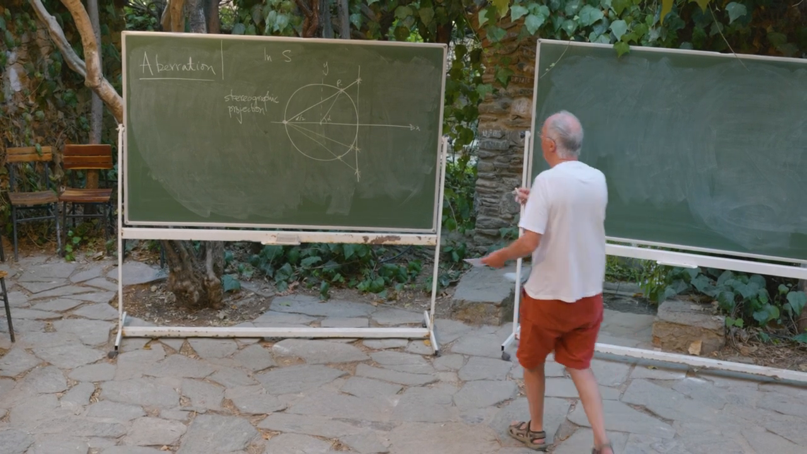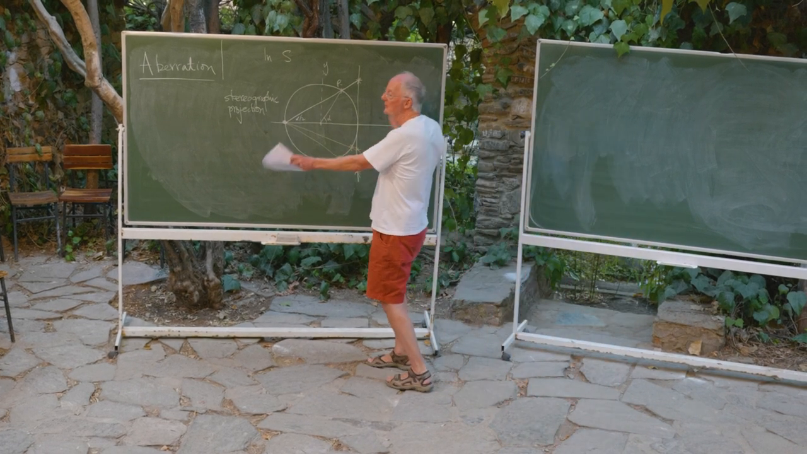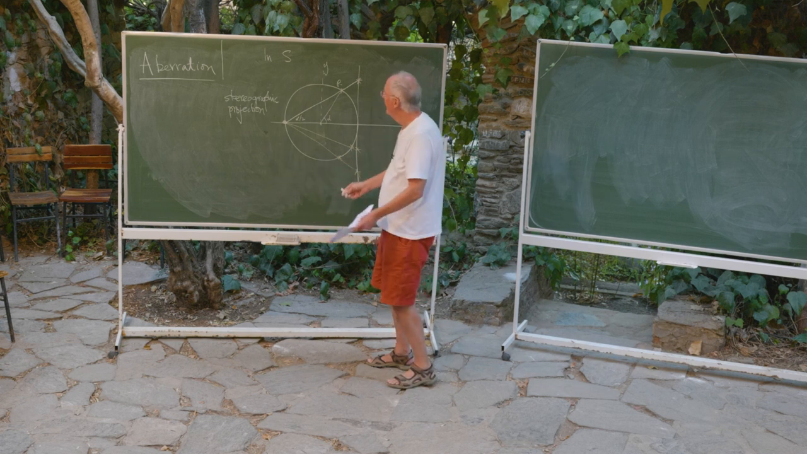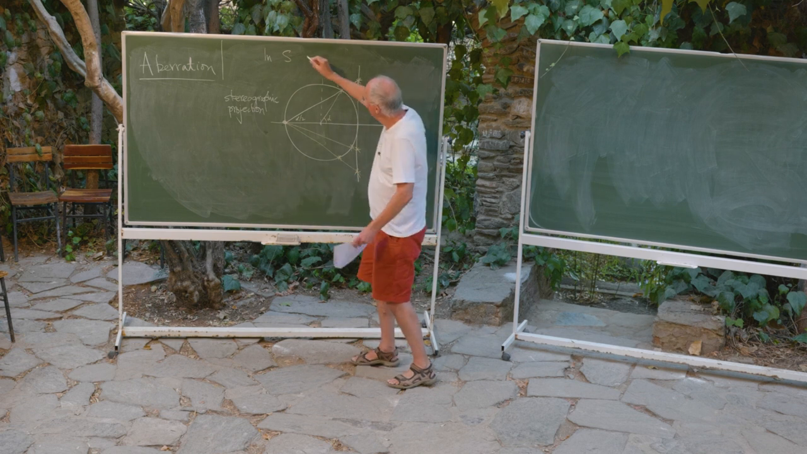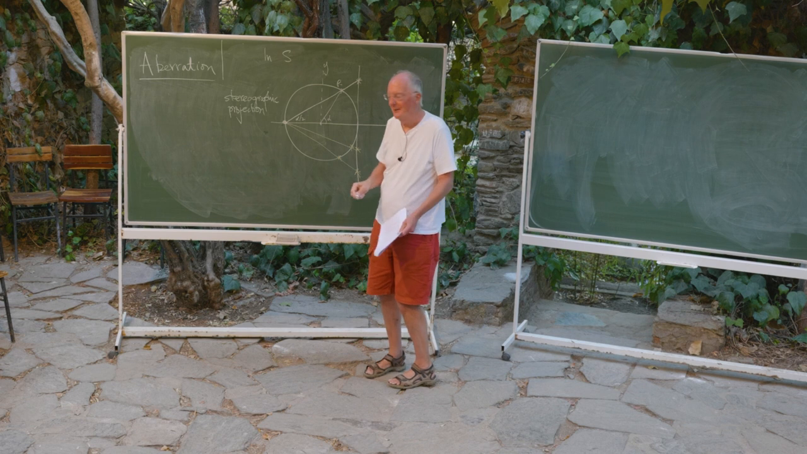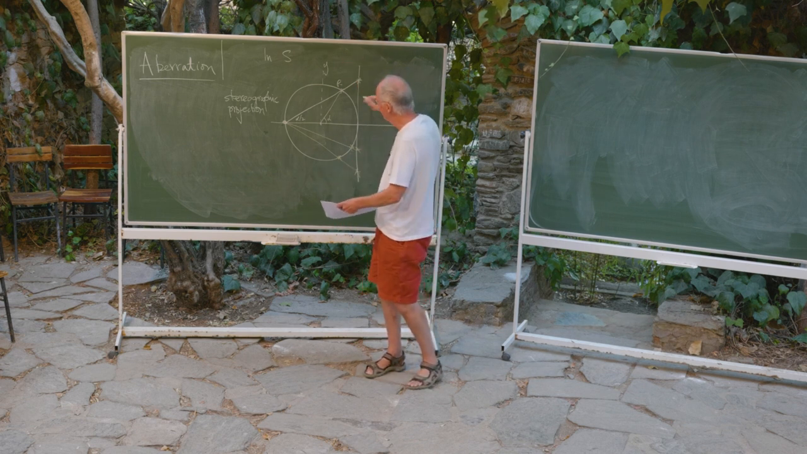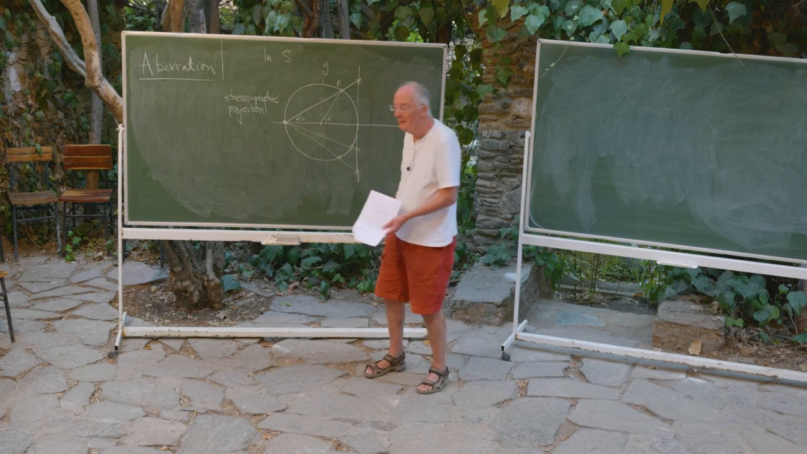And the other spaceship has exactly the same arrangement. It also does stereographic projection. Everything is exactly the same, except everything has got dashes on it. So I won't draw it again. You just imagine exactly the same, but everything has got dash, dash, dash everywhere.